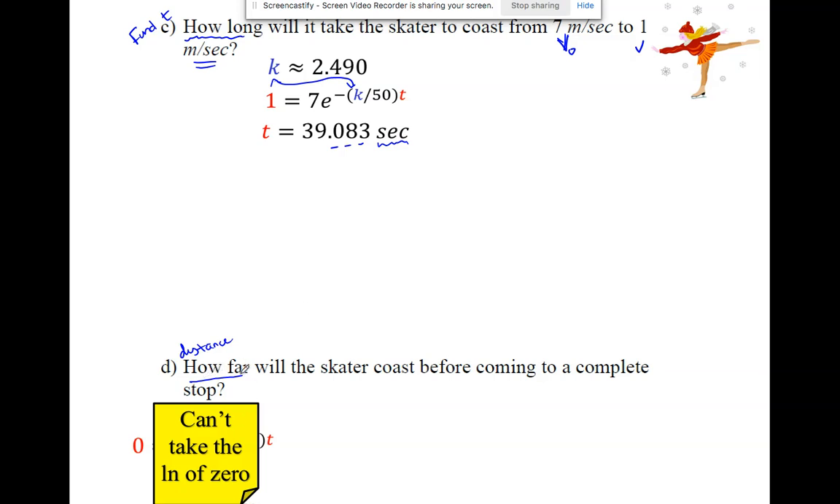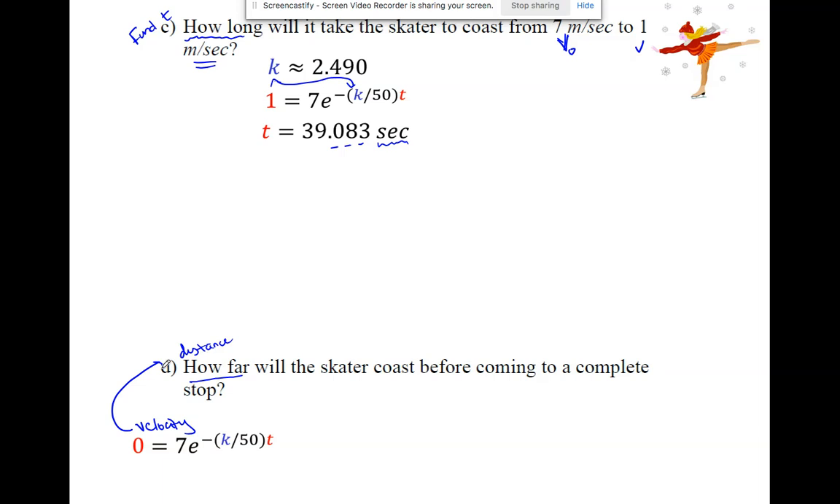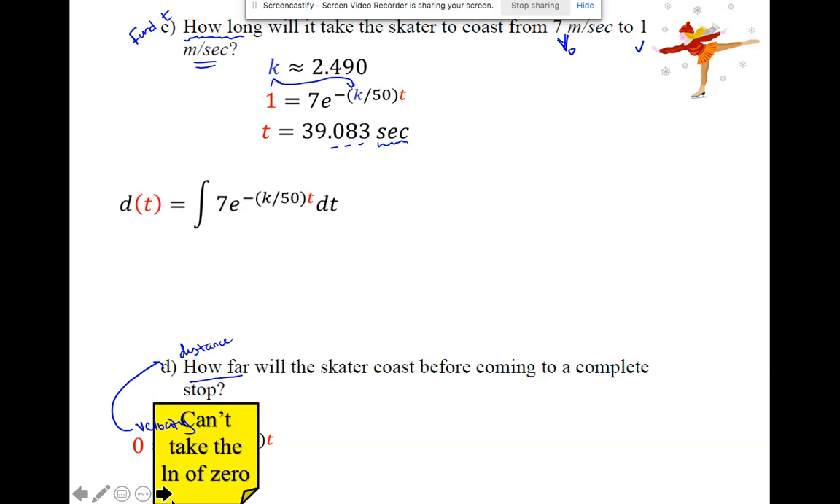The question they asked me is distance. What equation did you have here? This is the velocity equation. How do you go from velocity back to distance? What math have you just learned to do that? I tried to use my velocity equation and the algebra wouldn't let me. I can't take the natural log of 0, so I want distance. Oh, snap.